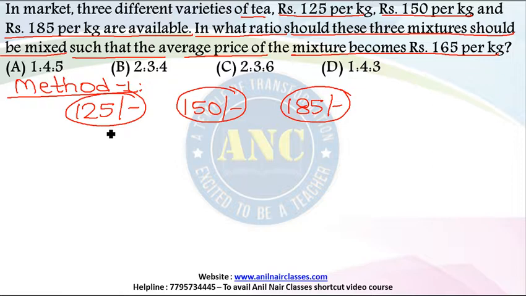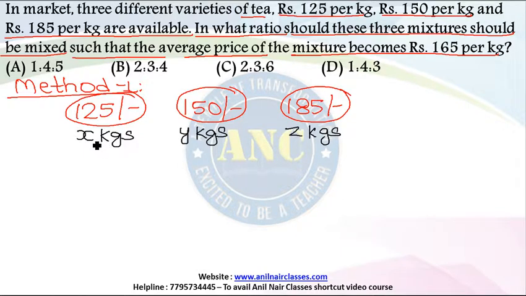I don't know in what ratio it should be mixed. I will assume that the first variety of tea, X kgs, is purchased, the second variety Y kgs is taken and the third variety Z kgs is taken and mixed. So they are mixed in the ratio X to Y to Z, and that X to Y to Z value is what we are finding in this question. Now think a little logically.